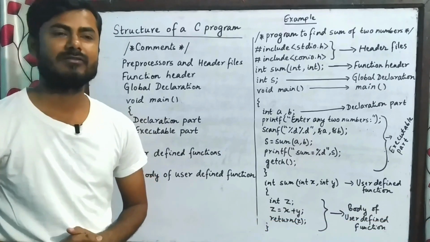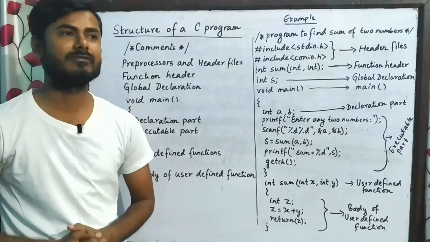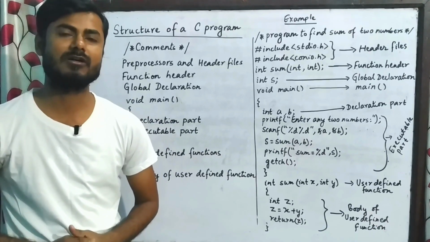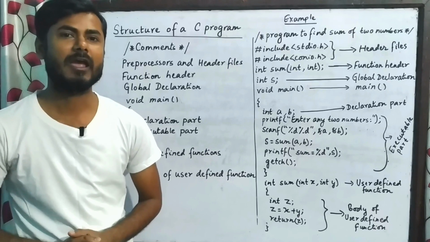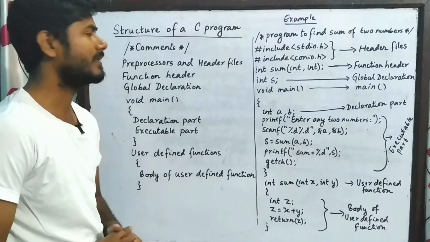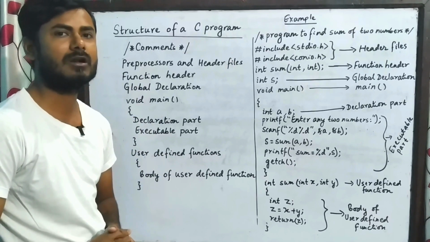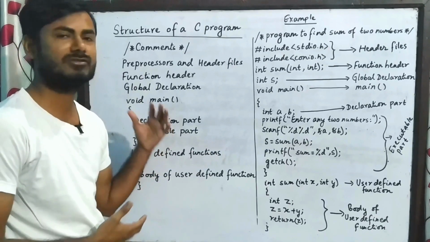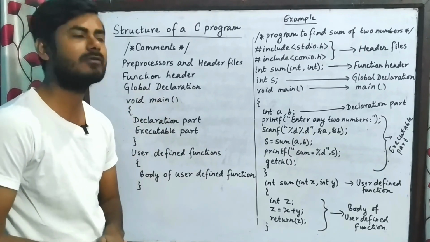In the previous lecture you have seen the introduction, history and features of C Programming, and in today's lecture we are going to learn about the basic structure of a C program. That means how we write the C program. What is the basic structure of a C program?